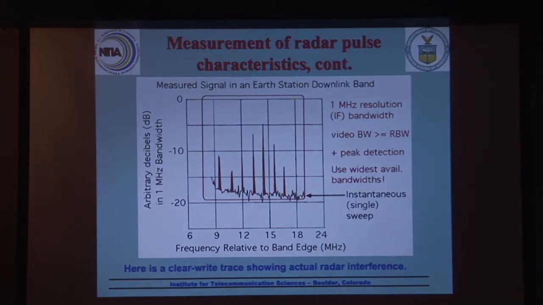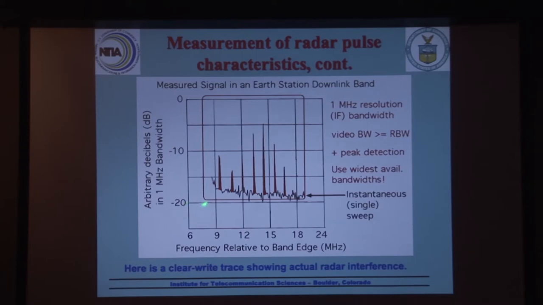Now, these are displays taken from an actual Earth station which was recording interference from an actual radar into an actual geostationary satellite. This is not a simulation. What we've done here is measure frequency relative to the band edge of a radar band. So the edge of the radar band is right here. This radar, as it turns out, had been mistuned and had been tuned up into the satellite band.